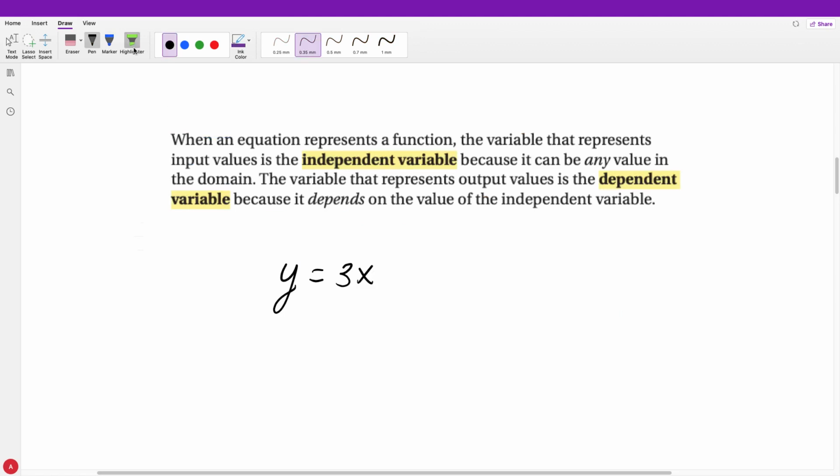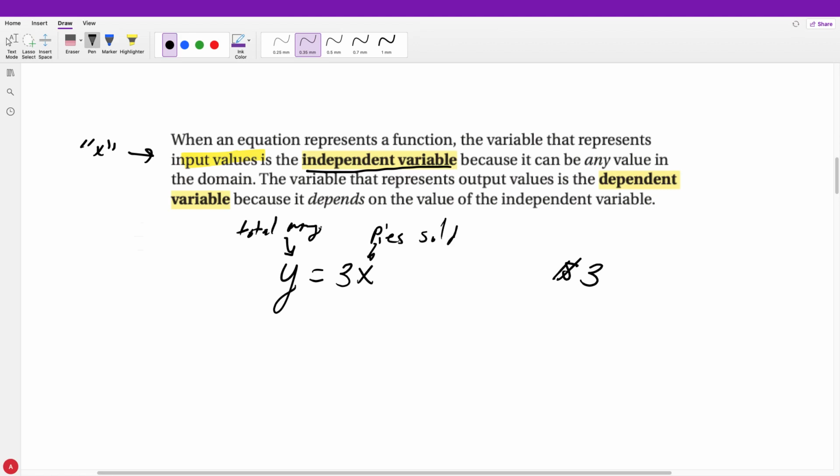All right, now the next thing that you need to be able to identify is what are dependent and independent variables. So when an equation represents a function, the variable that represents the input values, which we know is our x, they are our independent variables because it can be any value in the domain. So let's go back to this example of y equals 3x. Let's just say that we're selling pies for $3. All right. And we're trying to figure out, well, how much money can we make if we sell 20 pies or 22 pies? So in this case, you see how our amount of money that we make would represent y, and x would represent the number of pies that we sold.